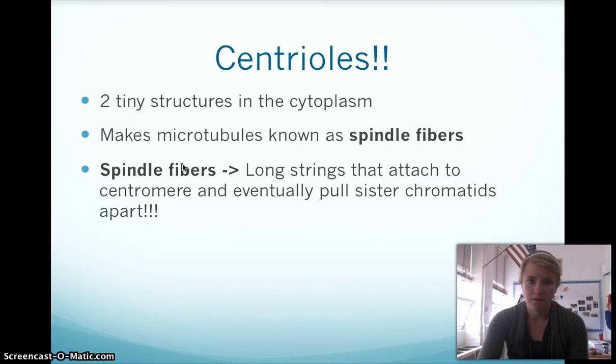First and foremost, there's a couple things you need to learn before we move on, and we need to talk about centrioles. Centrioles, I told you guys before you didn't need to know them, now you do. They are two tiny structures in the cytoplasm, and they make these things called microtubules, which are known as spindle fibers. Definition of spindle fibers: they are long strings that attach to the centromere and eventually pull sister chromatids apart. So they're really long, skinny strings of protein, and they attach to the chromosome, and they pull sister chromatids apart. You don't know what those words mean yet, but you will soon.